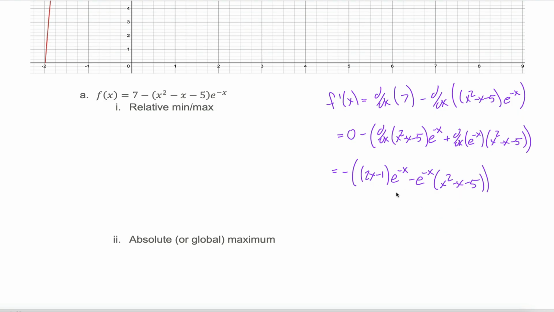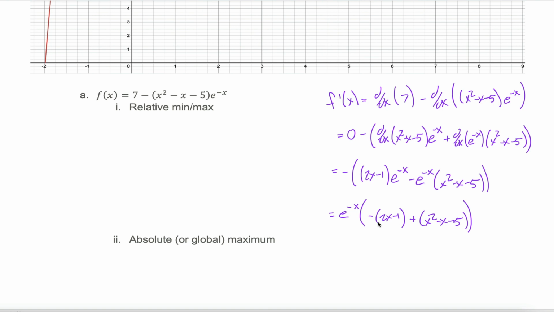We're all done with the d over dx symbols, so we're done with the calculus part of figuring out f prime of x, but we might want to clean this up a little bit. We could take the negative and distribute it through both terms. That would make this term negative and make this term positive. And then we could factor out e to the negative x from both terms, and what that would give us is e to the negative x times the negative of 2x minus 1 plus x squared minus x minus 5.